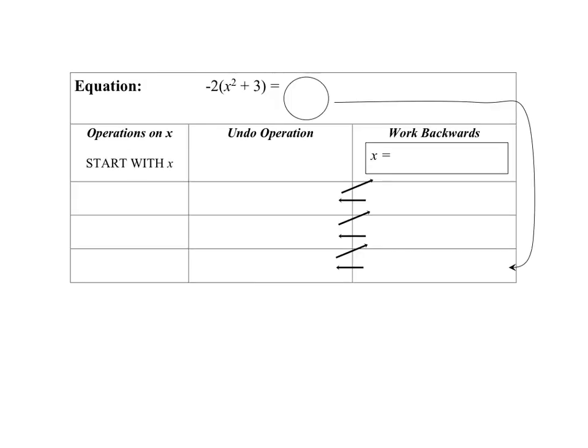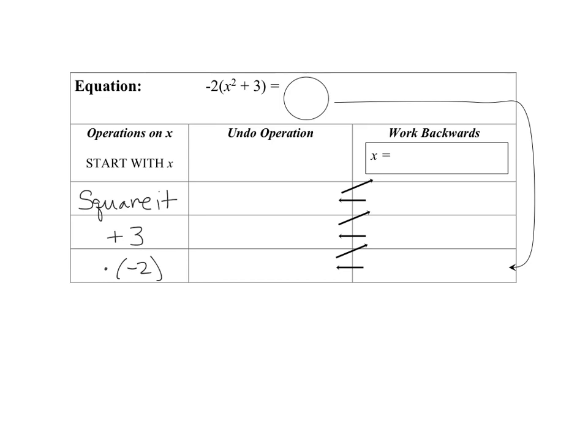All right, so this next one is a little bit different because if you notice I have an x squared here. So again, thinking about our order of operations, if I start with x, the first thing I have to do with it is square it. So my operations on x is I'm going to first start by squaring it. And then we're going to add 3, and then we're going to multiply by -2.